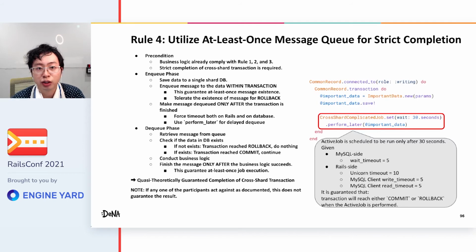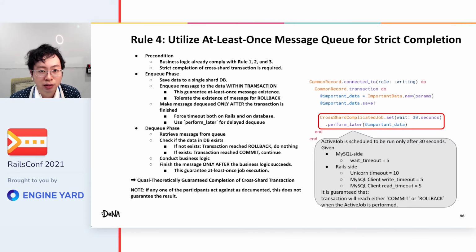Let's see the Rails code on your right-hand side. In the middle of the code, you can see the wait 30 seconds and perform later within the transaction. Given MySQL and Rails timeout, it is guaranteed that the transaction will reach either commit or rollback when the active job is performed. In the dequeue phase, just retrieve the messages from the queue and check if the data in the database exists. If not, then the transaction reached rollback. Do nothing.